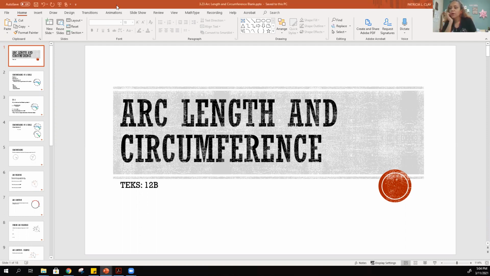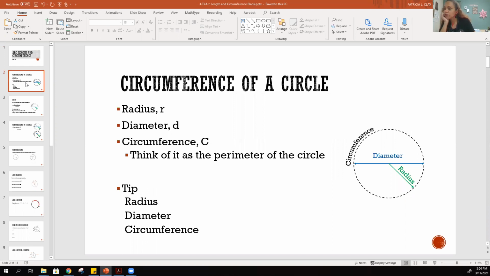Today we're going to be talking about arc length and the circumference. All right, so let's first get started. We have the circumference of a circle. So first things first, we have the radius. We're going to show that by the symbol R.